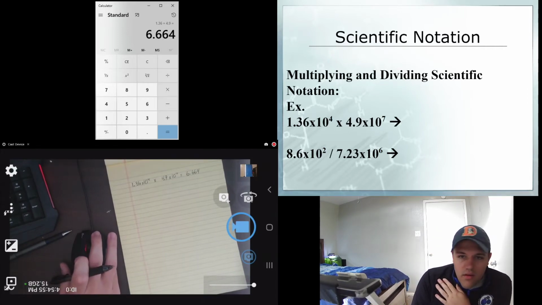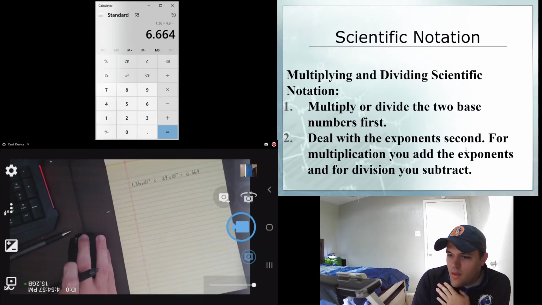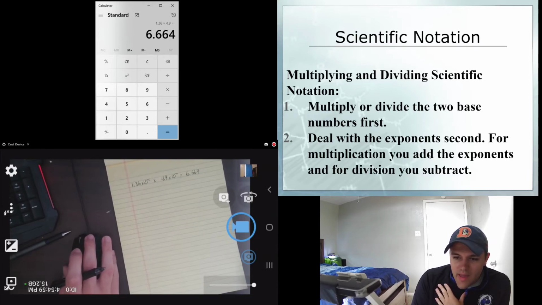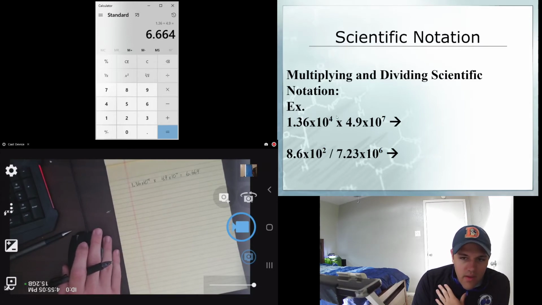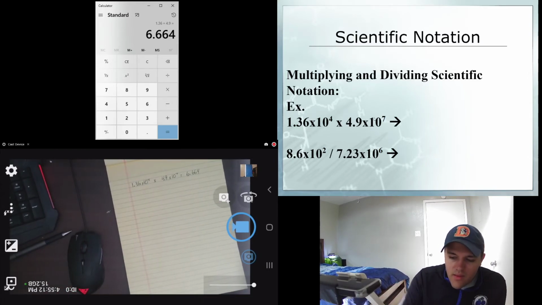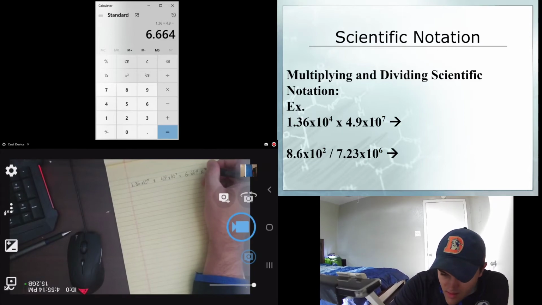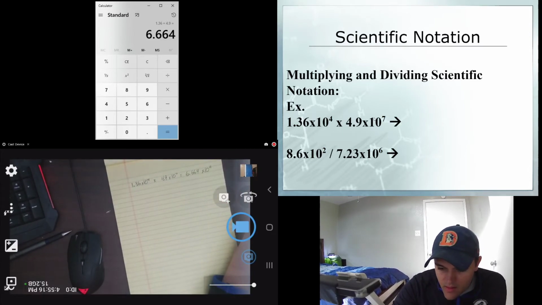All right, and then like it says here on this previous slide, for multiplication, we're going to add the exponents. So what that means is these powers, the exponents on our times 10 to the whatever, you add them together. So here we've got 4 and 7. So 4 plus 7 equals 11. So this is going to end up being times 10 to the 11th. Does that make sense?